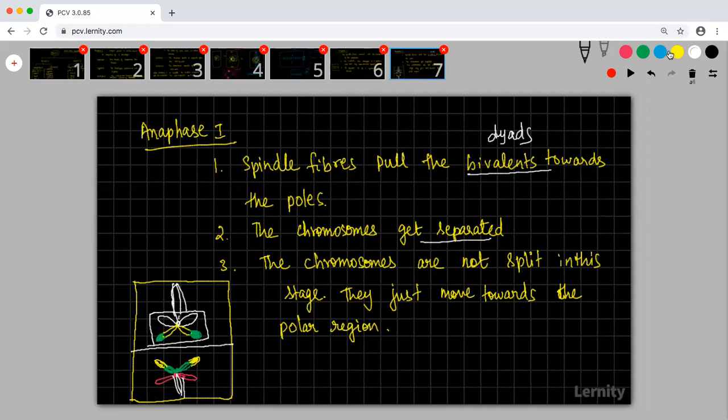Instead of using the word chromosomes, you can use the word tetrad. The tetrad gets separated. That would be a better way to put it. And the chromosomes are not split in this stage. What is the meaning of it? These two are not split. One dyad is moving towards one pole. They just move towards the polar region. The "they" here refers to the dyad chromosome.